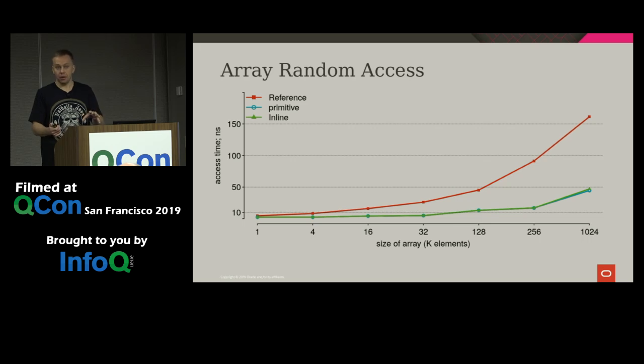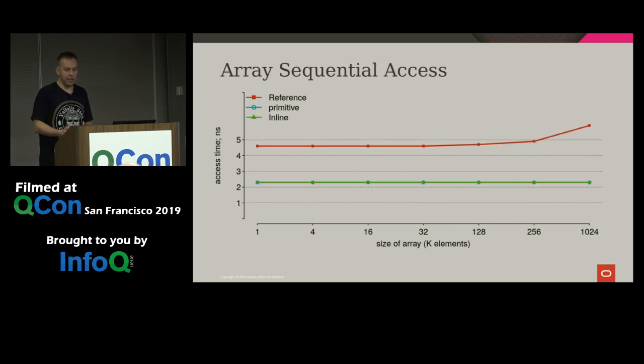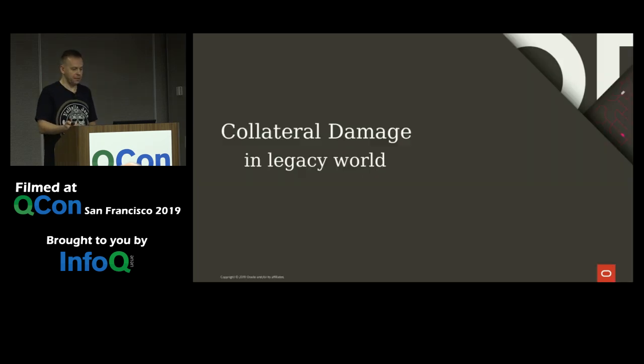That's random access. Or maybe in the case of sequential access, we'll get different results because hardware significantly helps here. Yes, results are different, but the relationship is the same. Primitive and inline types have the same performance.